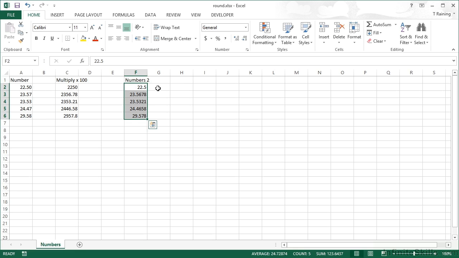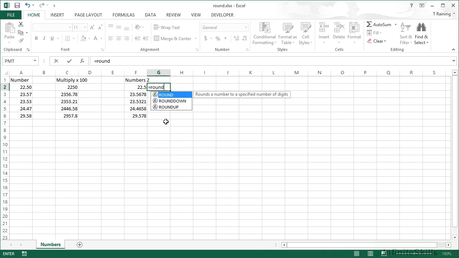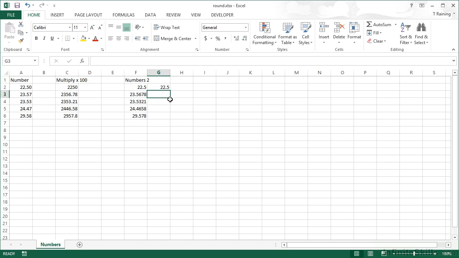And to make them go to 2 decimal places so that they look like this and are actually treated like that, we're going to use the round function. Equals round, open brackets, same layout as any of the other functions we've used so far, requiring 2 parameters. One is the number to round, well it's that cell there, comma, and then to how many decimal places. Well, we want to go to 2 digits, close brackets and return, and you see we get 22.5.